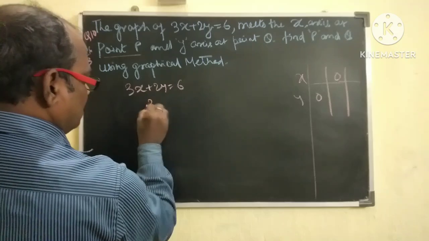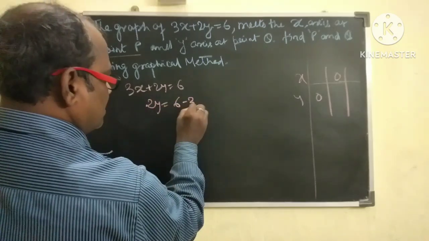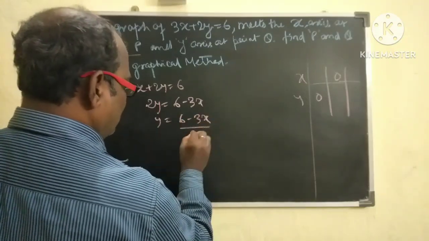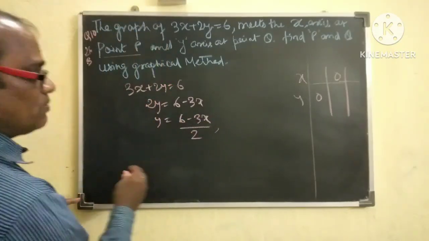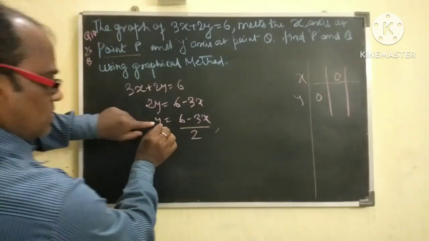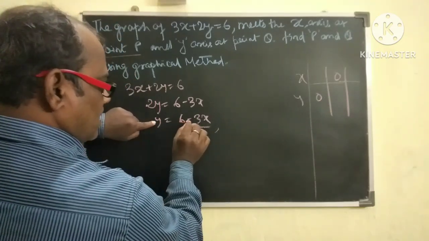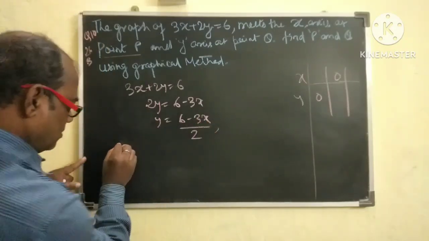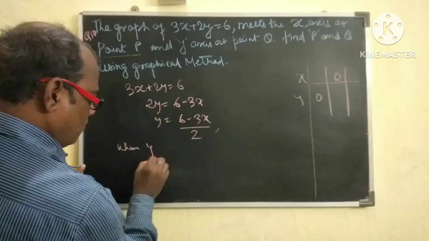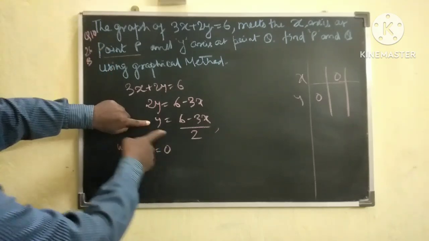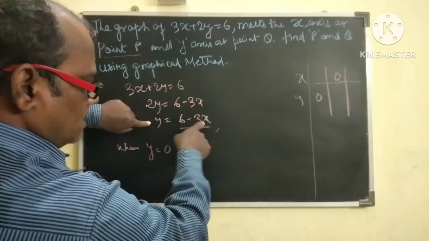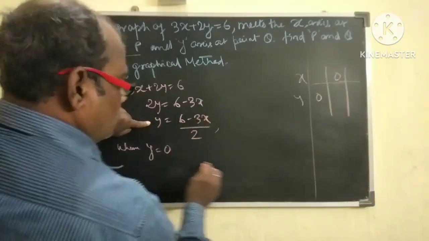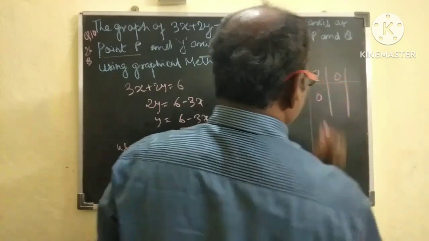Let us write 2y equals 6 minus 3x, so y equals (6 minus 3x) by 2. At first we write down when y equals 0. When y equals 0, that means 6 minus 3x equals 0, so we get minus 6 equals minus 3x, that means x equals 2. So for y equals 0, we write x equals 2.